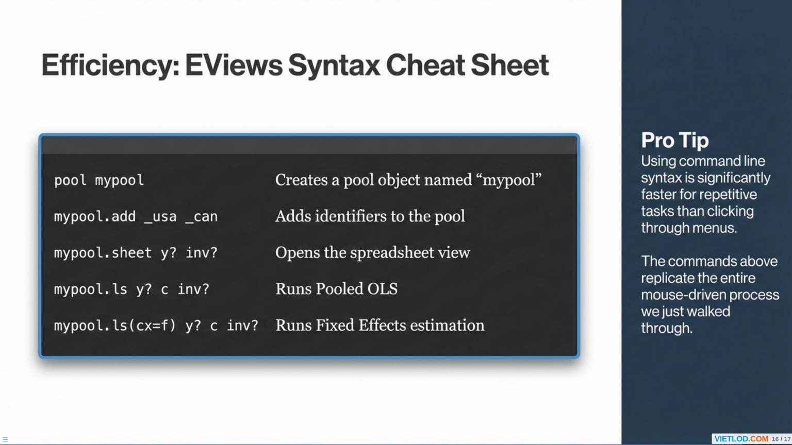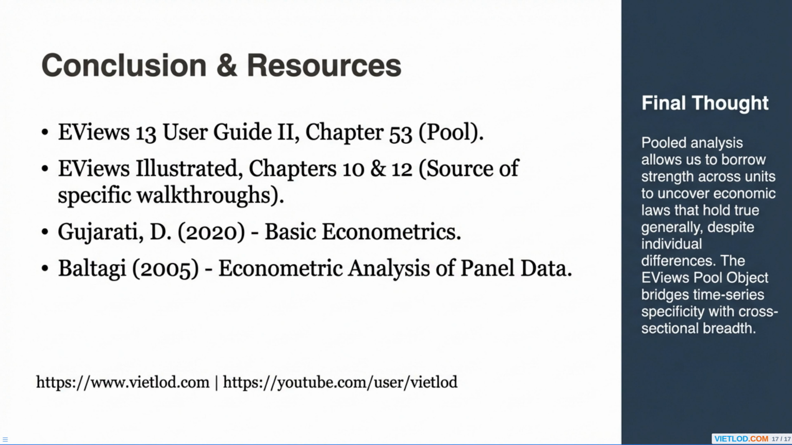To open the spreadsheet view for your pooled data, you would use mypool.sheet y? inv? p?. To run a simple pooled OLS regression, the command is mypool.ls y? c inv? p?. Finally, to run the fixed effects model, you simply add the option cx=f inside the least squares command: mypool.ls cx=f y? c inv? p?. These commands replicate the entire mouse-driven process we just walked through, making your workflow incredibly efficient.